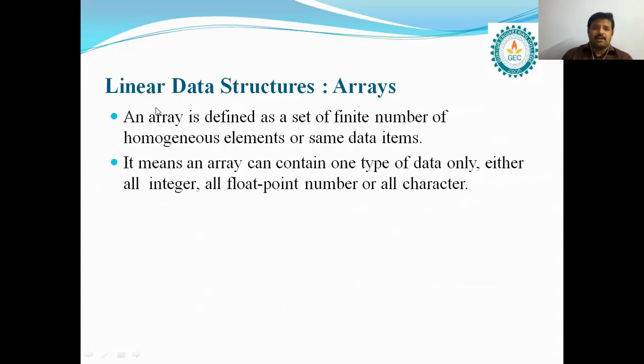Let us discuss the linear data structures: arrays, linked lists, stacks, and queues. We will discuss briefly about arrays. An array is defined as a set of a finite number of homogeneous, or same data type, elements. As we discussed on the previous slide, an array is a collection of homogeneous elements. It means an array can contain one type of data only, either all integer values, or all floating point numbers, or all characters. Okay.